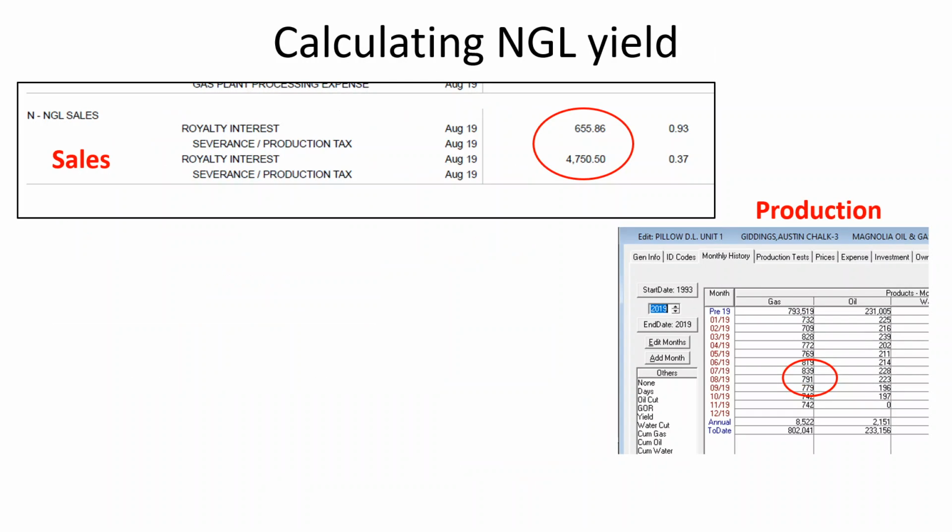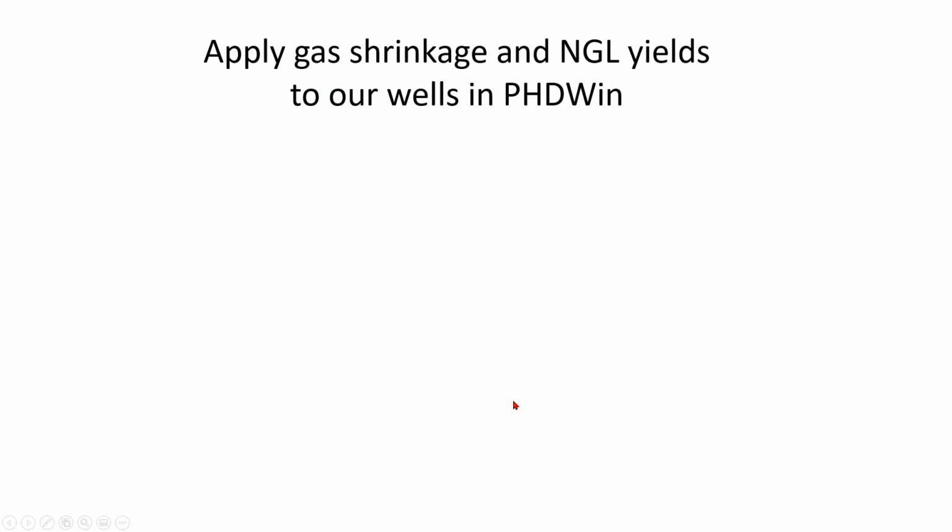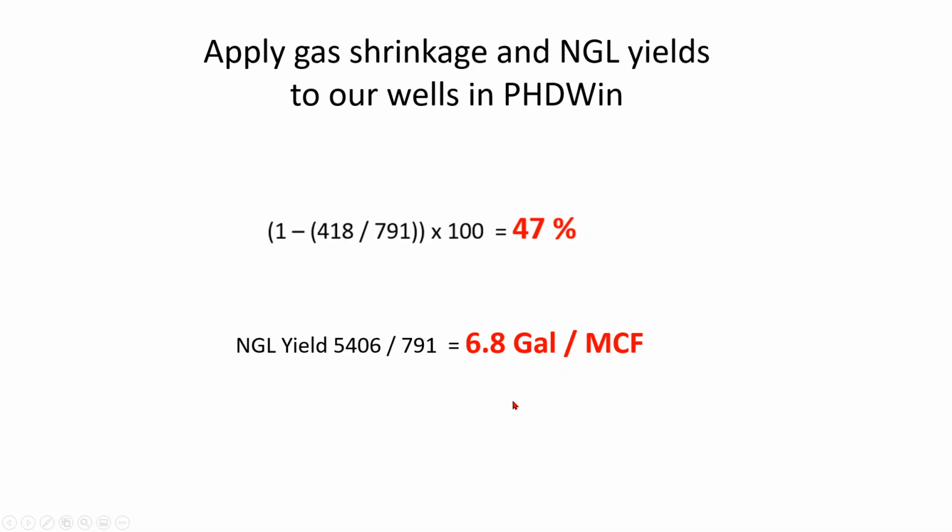All right, how do you calculate NGL yield? So here, again, here's some sales volumes with the gallons of NGLs in August. And here's the production of gas in August. So the formula is, okay, you have to add up the two sales volumes. They had two different sales that month. And you have to calculate the NGL yield, natural gas liquids yield. And we're going to use gallons. So we're going to take the NGL in gallons divided by the gas production in MCF. Sometimes people use barrels per million cubic feet, but PHDWin defaults to these units, so that's what I'm going to use. So when you do the calculation, the gallons divided by the MCF, you get 6.8 gallons per MCF. Okay, so let's apply our two numbers to our project.